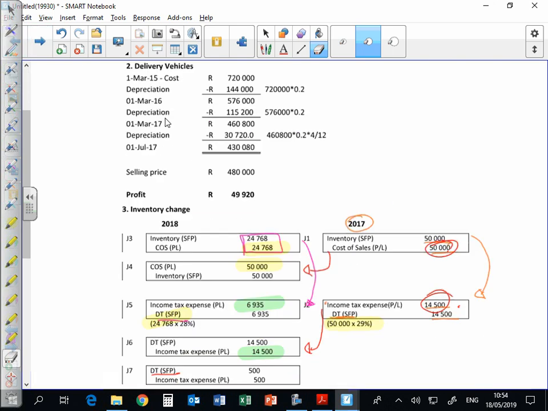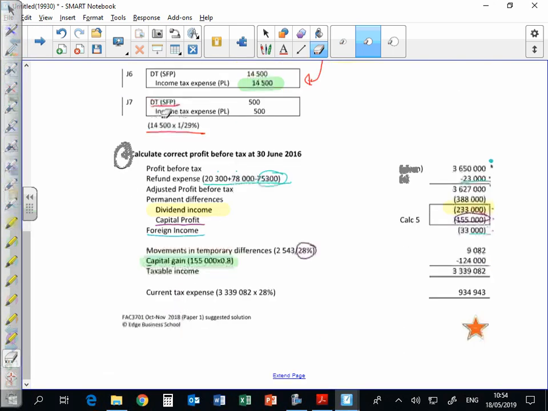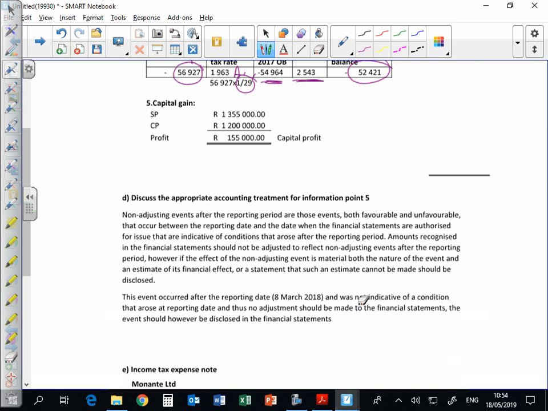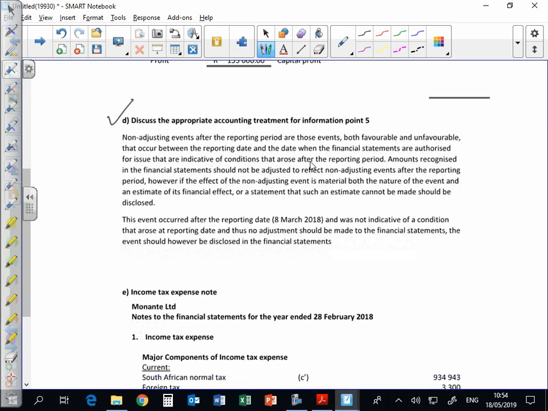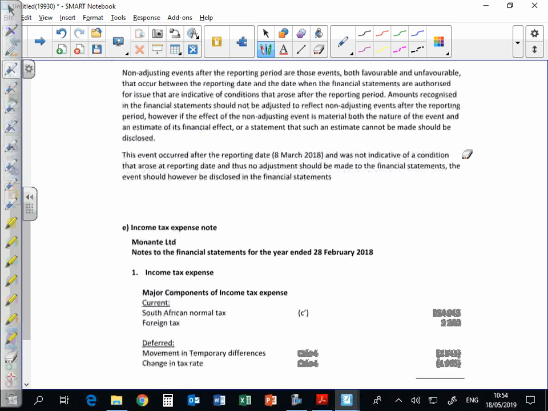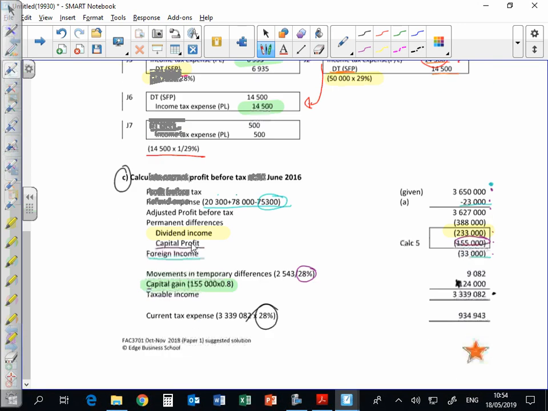That is then point C. We're done with that. We get to our, again, should be added back. Taxable income of this amount, and that gives you your current tax expense when you times it by 28%. Right. The next one, we've done point D. We discussed that. Our tax note, our current tax expense, SA normal tax, that comes from point C. That's what we just calculated over here.